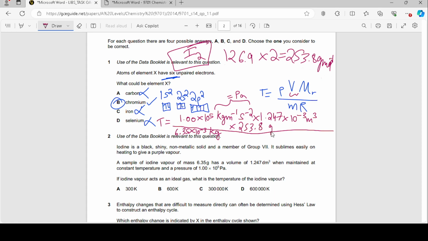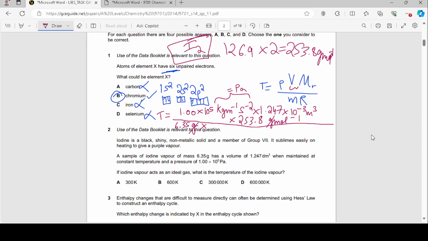Actually, you know what? I don't really need to do this. I will keep it grams per mole, and I will also keep my mass in grams. So 6.35 grams, because then I can simply cancel this and this. I mean, you could convert it to kilograms and keep everything in SI if you want, but I just don't feel like doing that at this moment, even though I did want to 3 minutes ago.